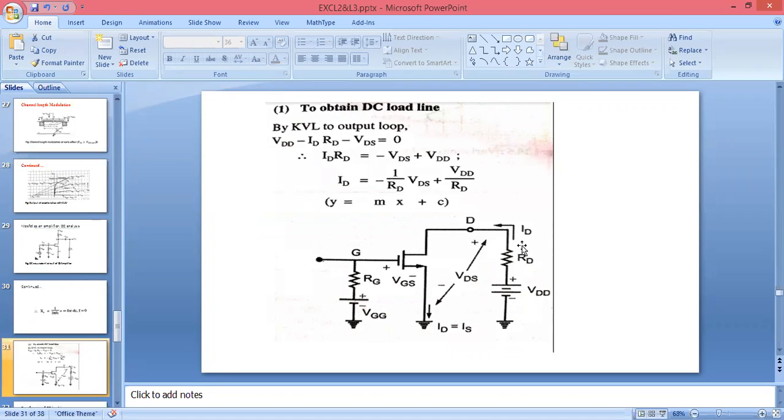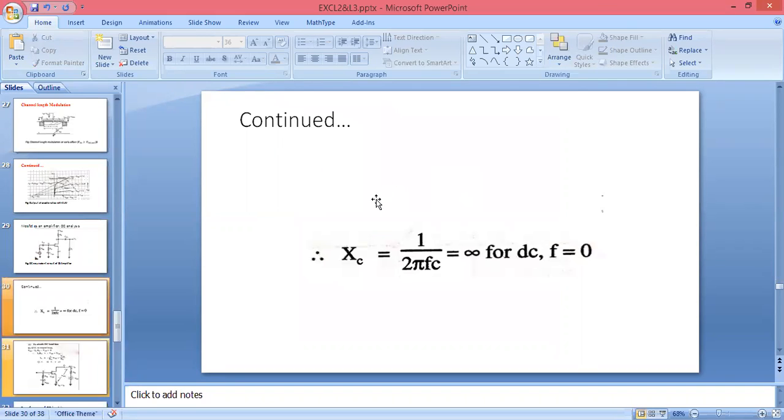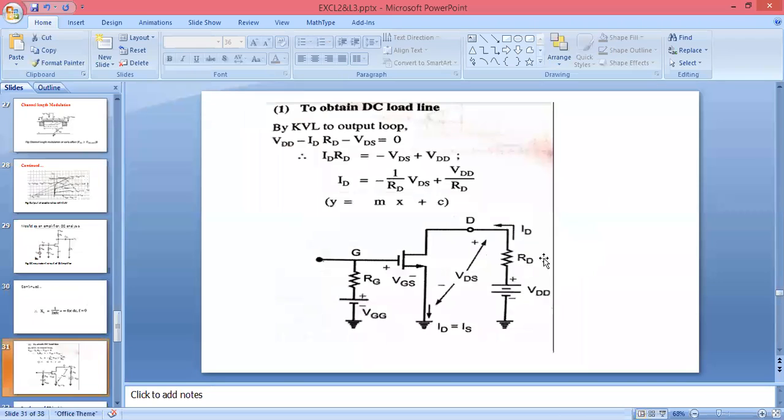Then we are taking directions from this side to this side. That's why, if you are taking the value of voltage at RD, what we have to do? We have to take a negative sign. That's why I am taking minus ID into RD. This is the potential drop across this resistor.